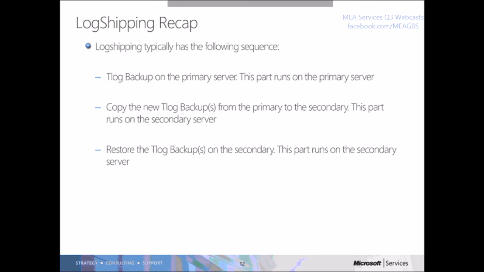This particular part, or the backup of the transaction log, happens on the primary server, or the job runs on the primary server. Hence, the job is obviously created on the primary server itself. The next step is the backup that is taken will be copied from the primary server to the secondary server. And this particular step of copying runs on the secondary servers only. Hence, the job for that is also created on the secondary server.